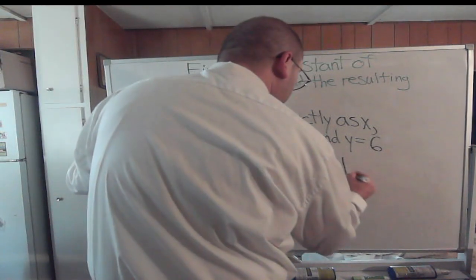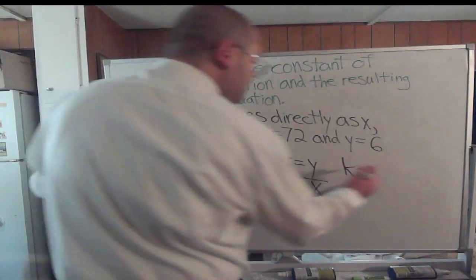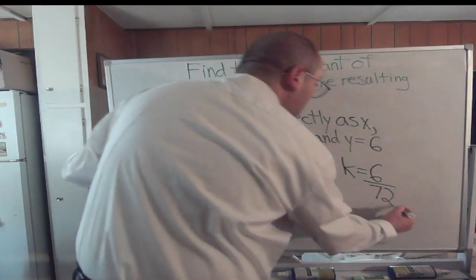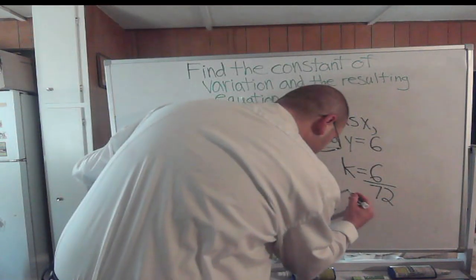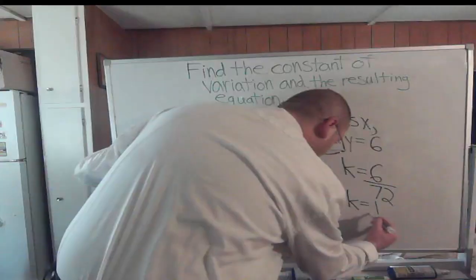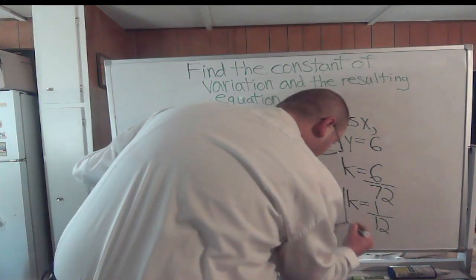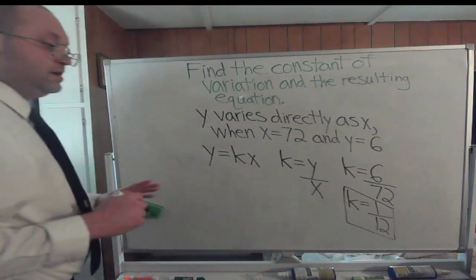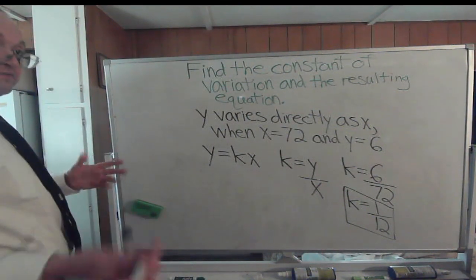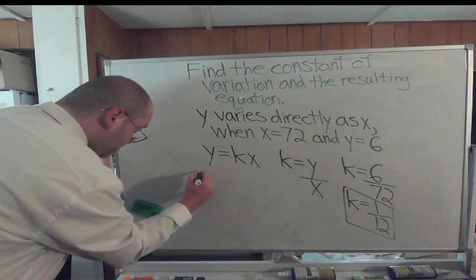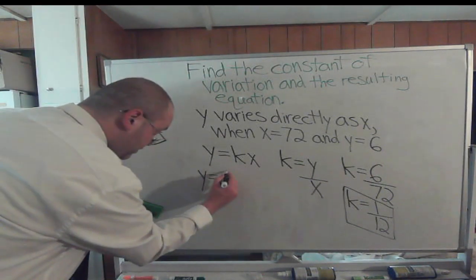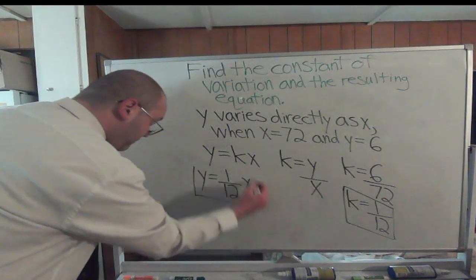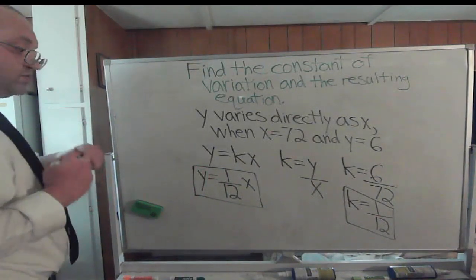Let's get to finding what that constant of variation is itself. That constant is equal to the y, which in this case was 6, over the x, which was 72. Well, 6/72 reduces to 1/12. So the constant of variation for this particular equation is going to be 1/12. Now we need to find the new resulting equation, which would be y equals that constant of variation of 1/12 times x. Therefore, the resulting equation is y equals 1/12 x.